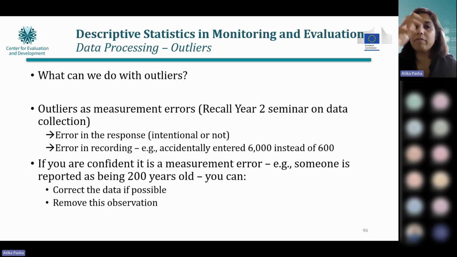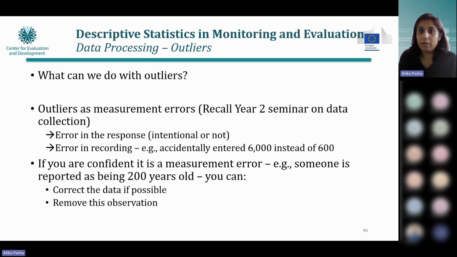We've already discussed it briefly last year, and Ellie very quickly touched upon it in the last session, when he said that you can have error in responses or error in recording, and this is related to data quality in general. So it could be that someone intentionally or unintentionally reports their income as 6,000 for whatever reason, and this is then an error in their reporting. Or when someone was writing down the income of this individual, instead of putting 2 zeros, they might have put 3 zeros. And this is an error in recording. And these are all just measurement errors.